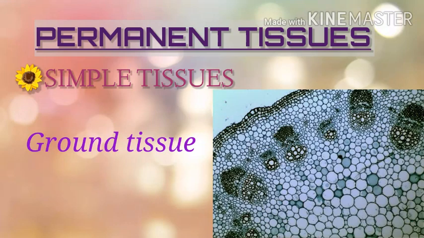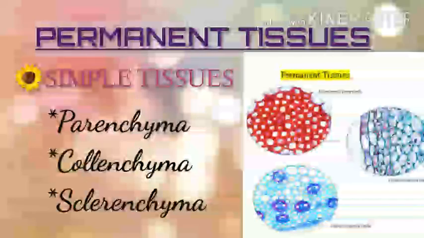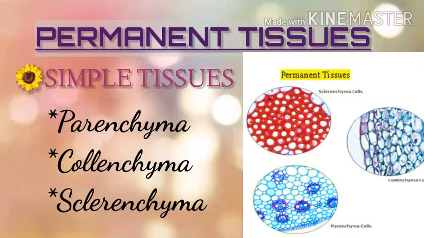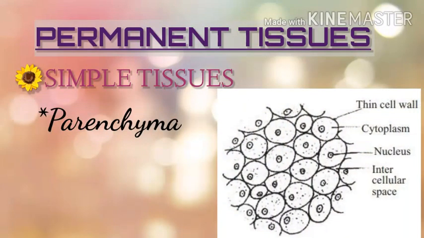As the ground tissue is a type of simple tissue, we can generally say that simple permanent tissues are divided into three types. They are parenchyma, collenchyma and sclerenchyma. So the first type of simple tissue or ground tissue is parenchyma. This is a parenchyma cell. Since it is a simple tissue, all the cells will look similar. The cells are thin-walled and may be spherical or oval in shape.